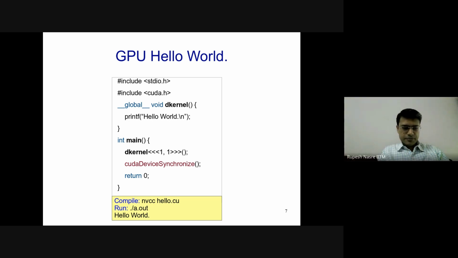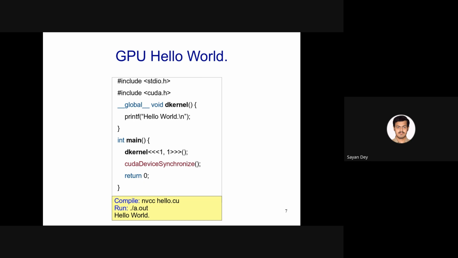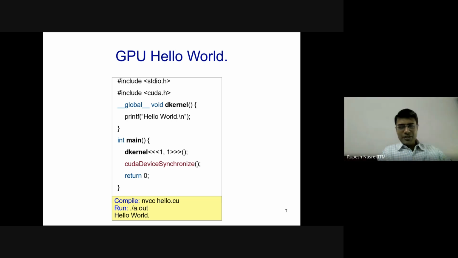On this cudaDeviceSynchronize, will it work only for the output buffer transfer, or if we have some matrix or array, will that memory also get automatically copied from GPU to CPU through this? By default, no.